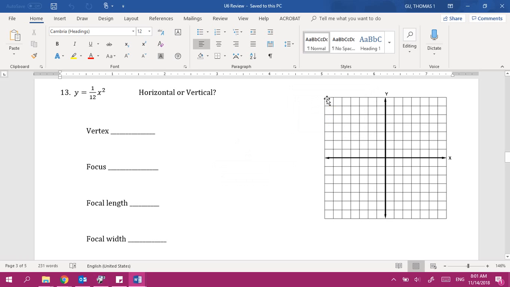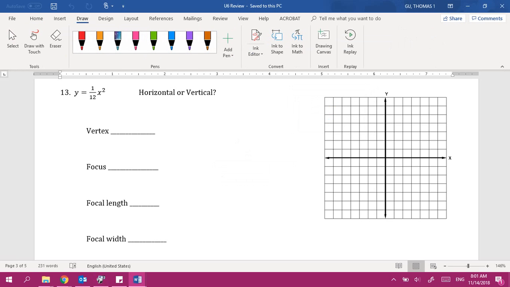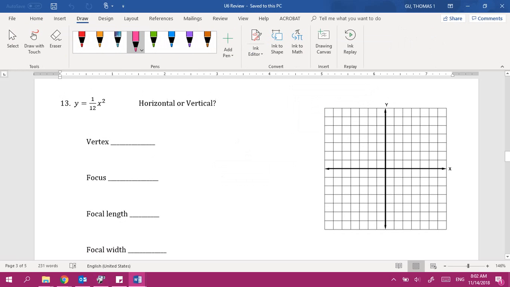All right, number 13 is a graph. The very first thing I need to ask you is to identify if this is a horizontal or vertical graph. Is this going to be a horizontal or vertical graph based on the equation? Vertical. How did you know that? Because it's y equals, right? So this is going to be a vertical graph, okay?